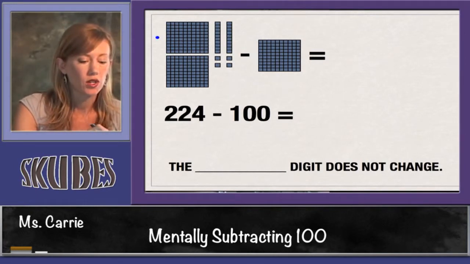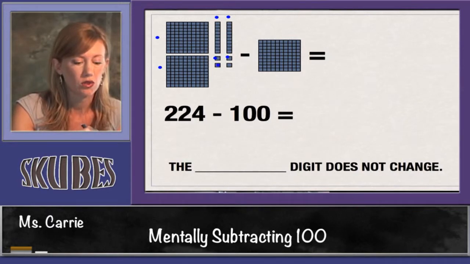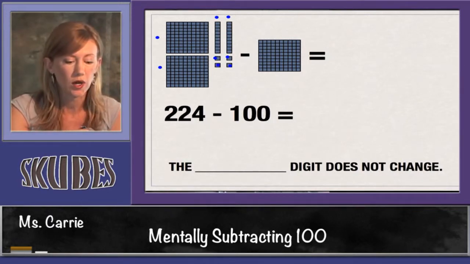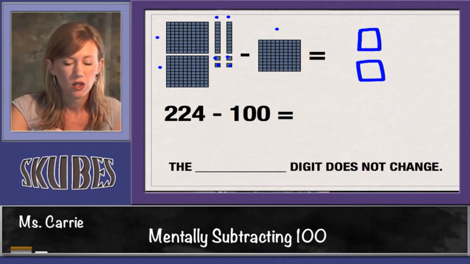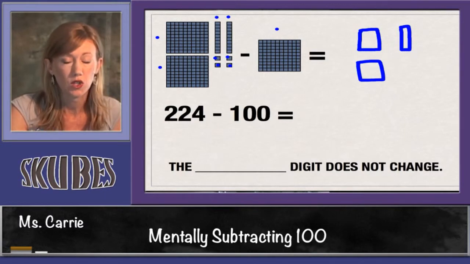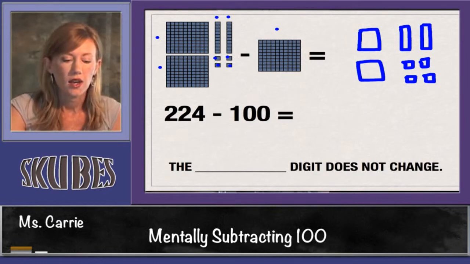We have 100, 200, 210, 220, 221, 222, 223, 224 minus 100. Let's draw this out over here. We said we had 100, 200, 210, 220, 221, 222, 223, 224. Now we're going to take away because it was minus 100.